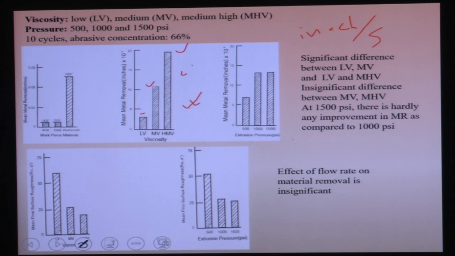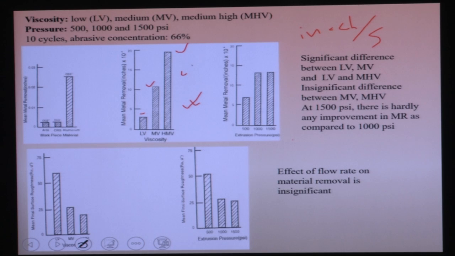So there is a significant difference between low viscous media and medium viscous media, and low viscous media and medium high viscous media. And there is hardly any improvement between medium viscous media and high viscous media. All these experiments are conducted at 1500 psi pressure, and these 10 cycles they have considered for these experiments, and abrasive concentration is 66%. And you can see they did experiments at different pressures, 500 psi (pounds per square inch), 1000 psi and 1500 psi.